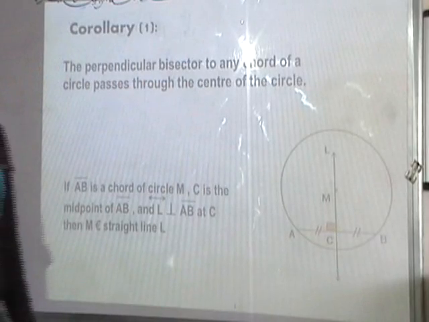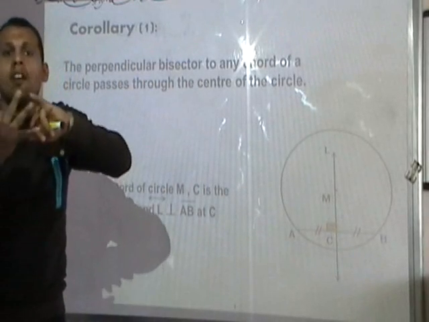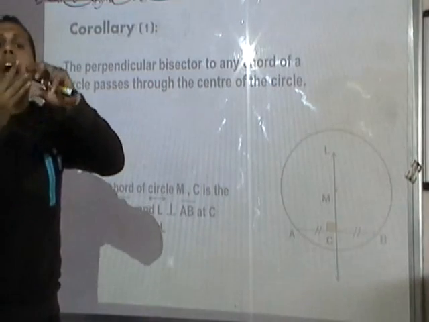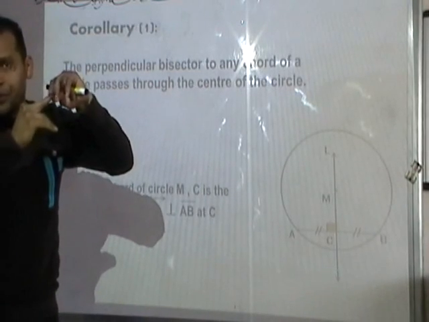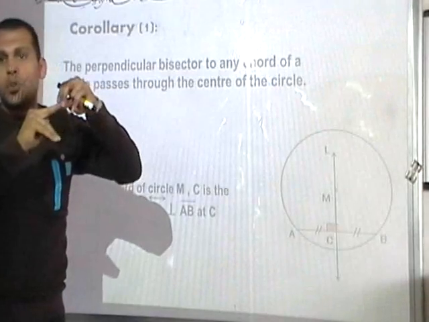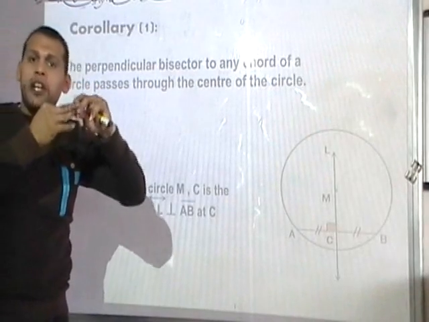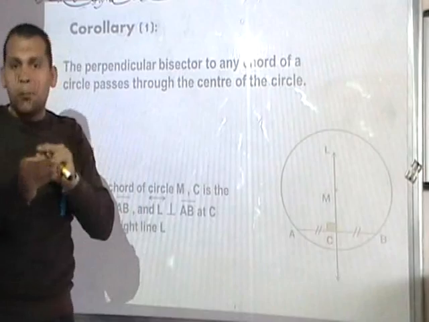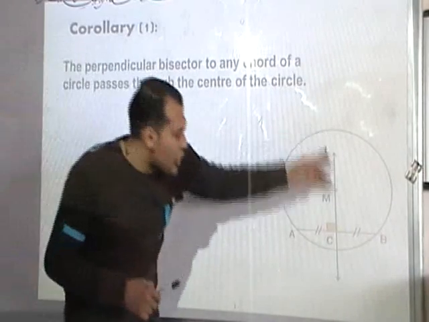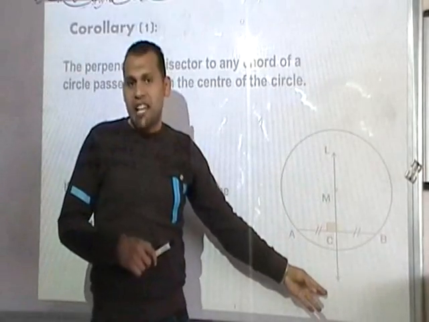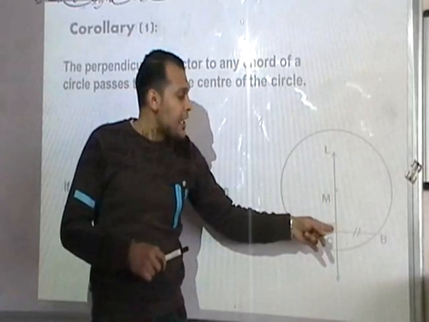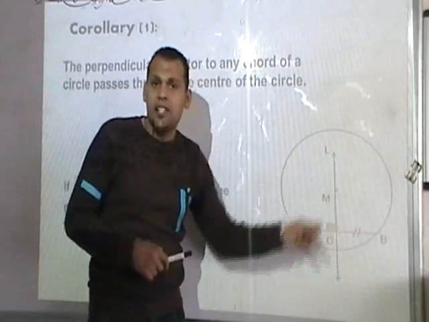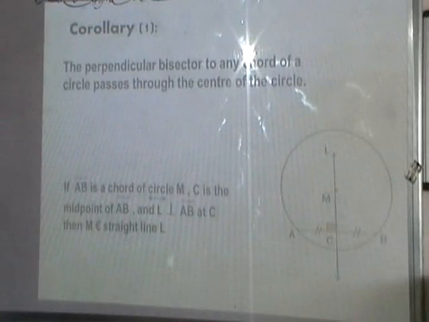So I have 3 words: pass, bisect, perpendicular. If you have 2 of them, you will deduce the third. Perpendicular and pass, you will deduce that it's bisect. Bisect and perpendicular, pass. Pass and perpendicular, bisect. We can name straight line L the axis of symmetry because it's perpendicular, bisector, and passing through the center of the circle. Okay, now we will move to exercises on these corollaries.